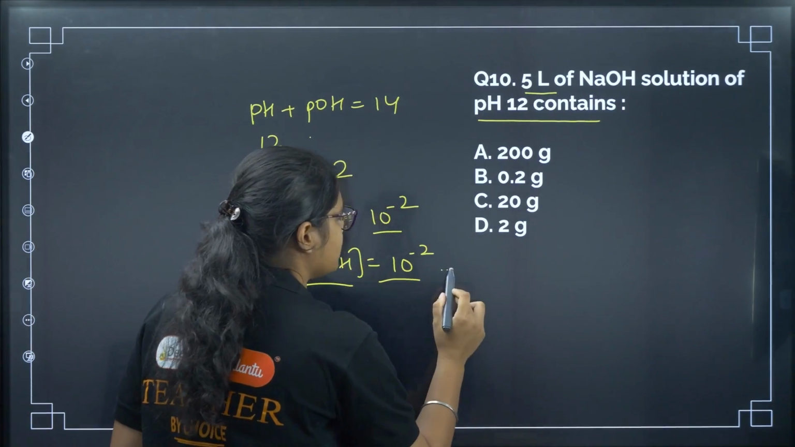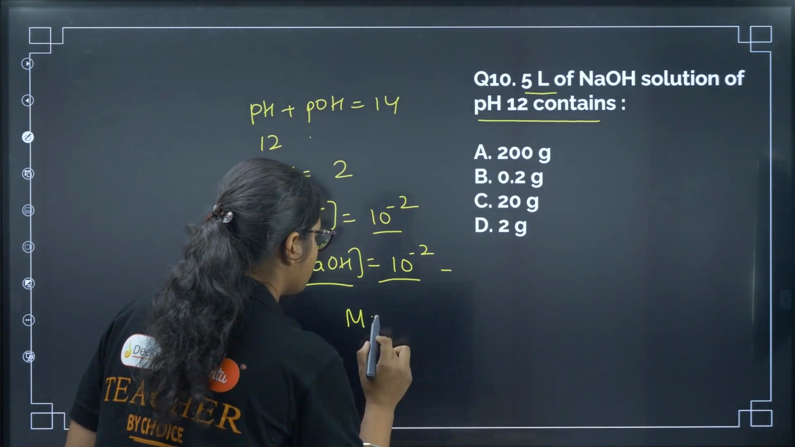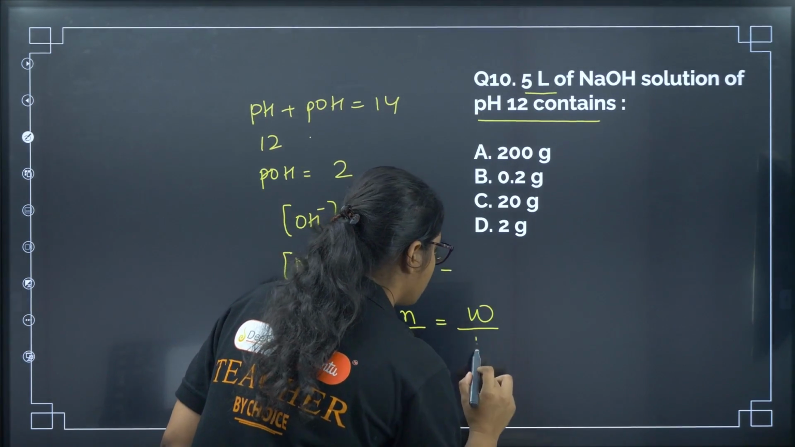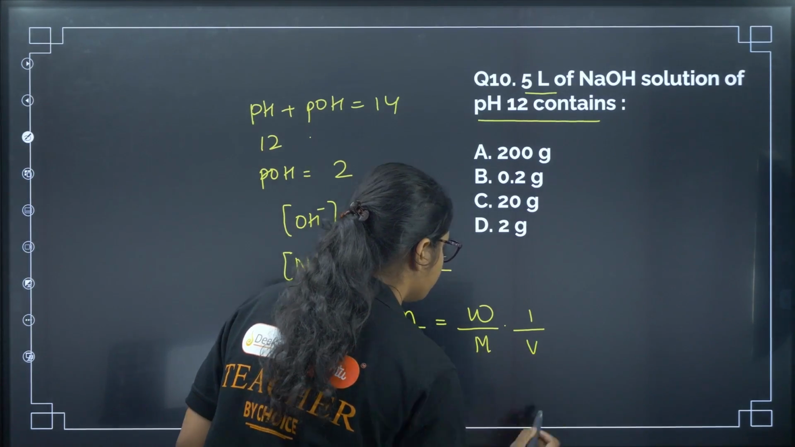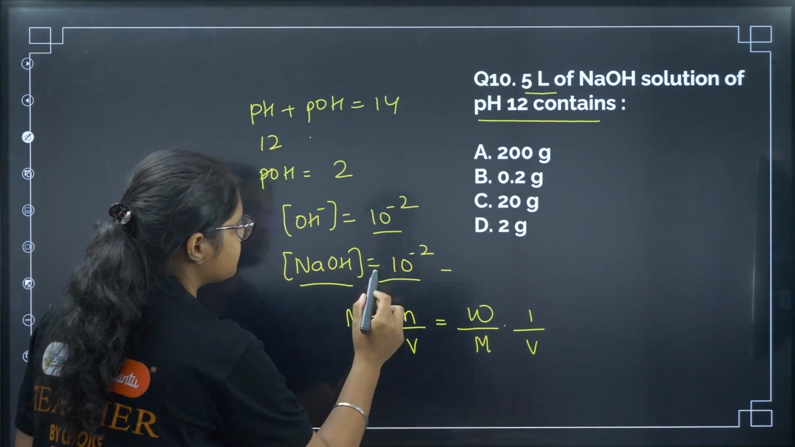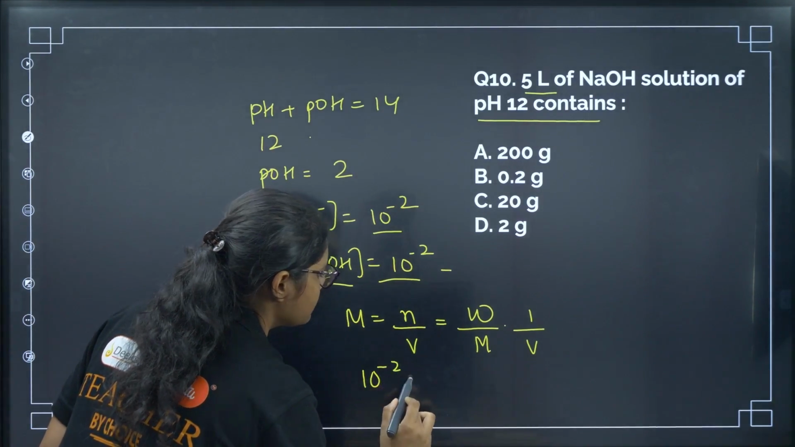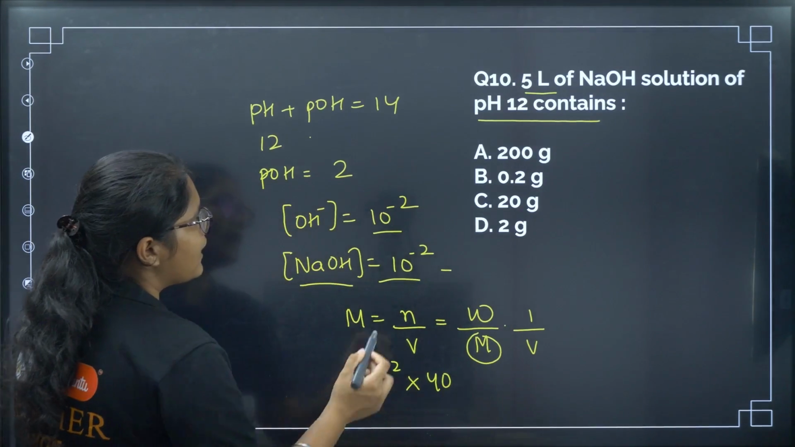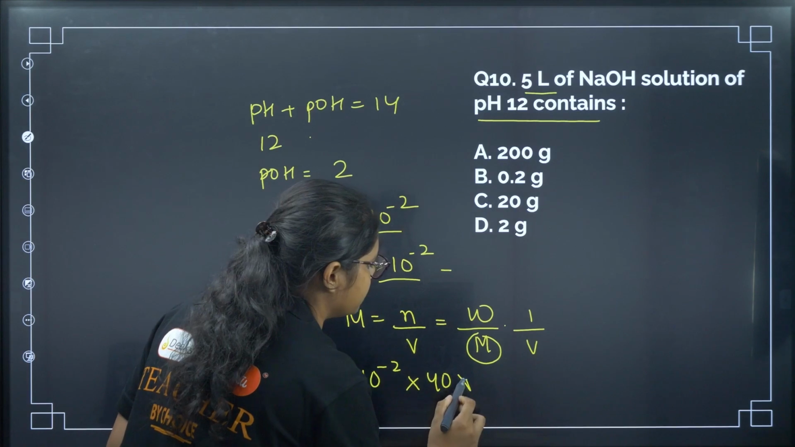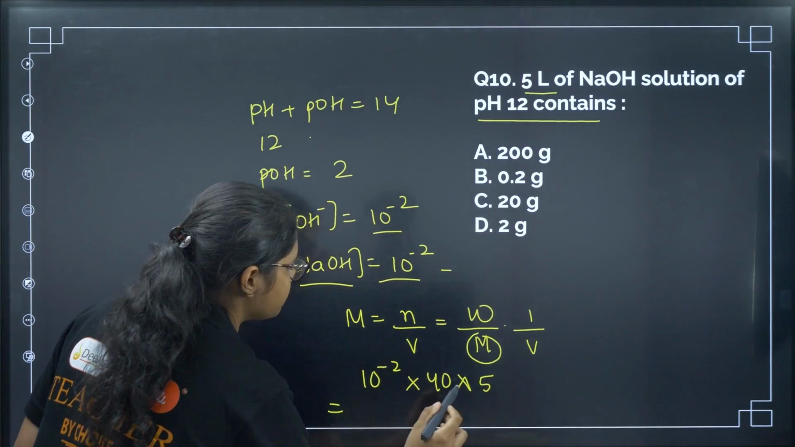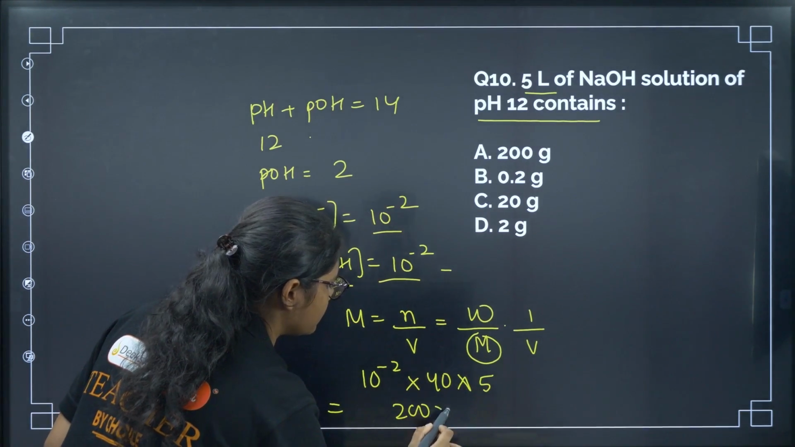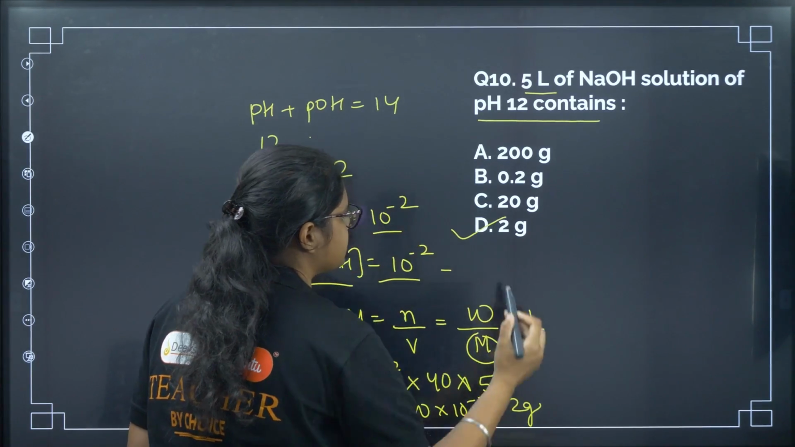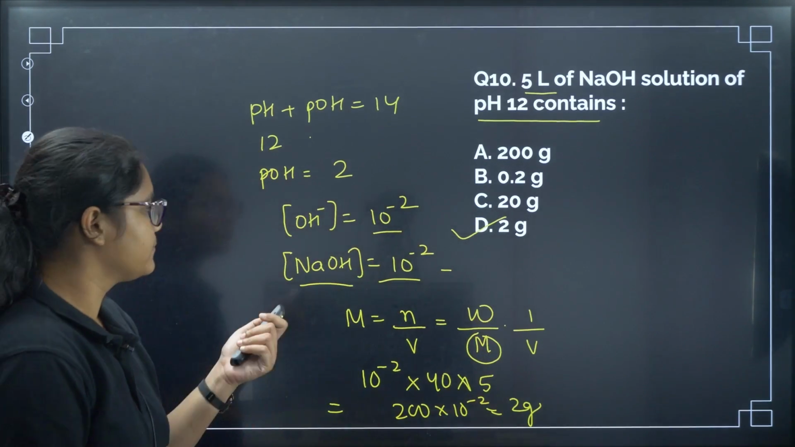Now I can say molarity is equal to number of moles by volume, or I can say given mass by molar mass by volume. So the molarity for this one is 10 to the power of minus 2, and with the molar mass of NaOH as 40, right? And then the volume is 5 liters. So if we solve this, 5 fours are 200 into 10 to the power of minus 2, so that is 2 grams. So the correct answer for this question is option number D.